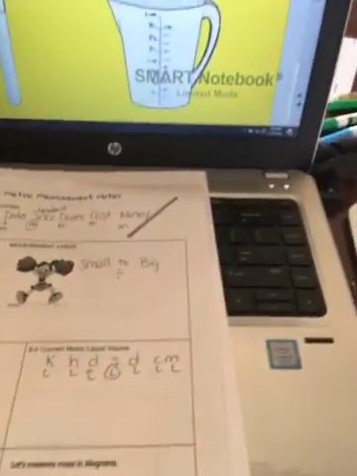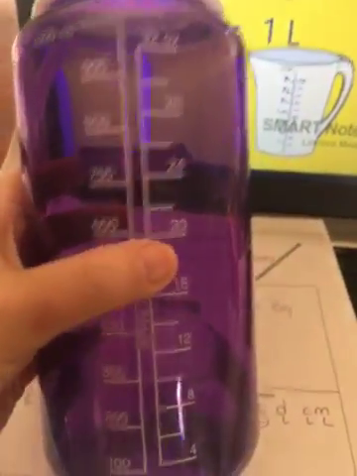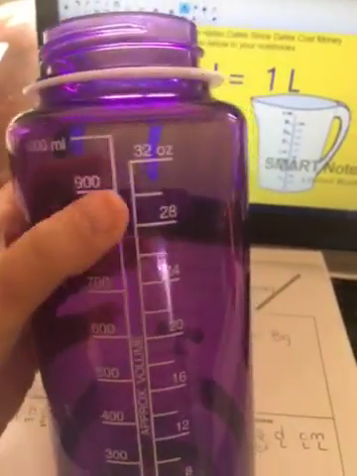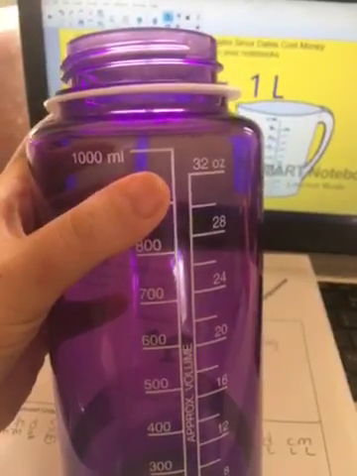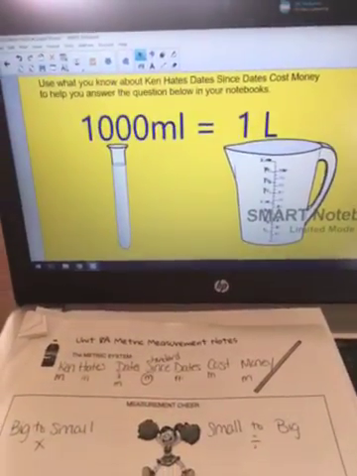My water bottle over here is measured both in ounces and in milliliters. And you can see all the way up to the top here, it goes up to 1,000 milliliters. And 1,000 milliliters equals 1 whole liter.